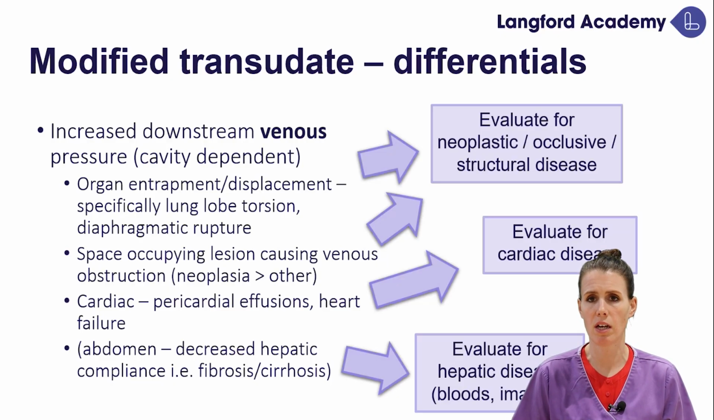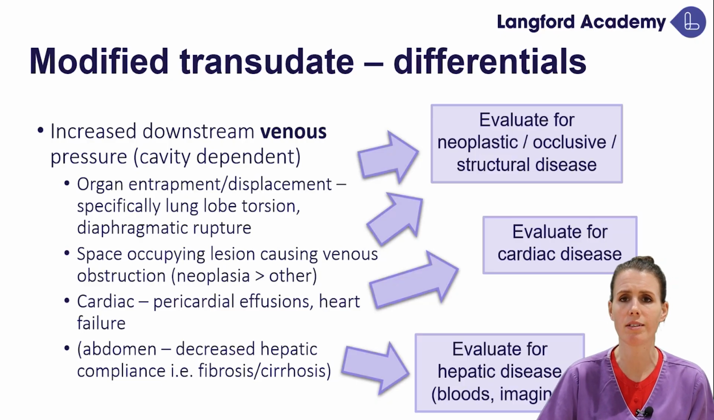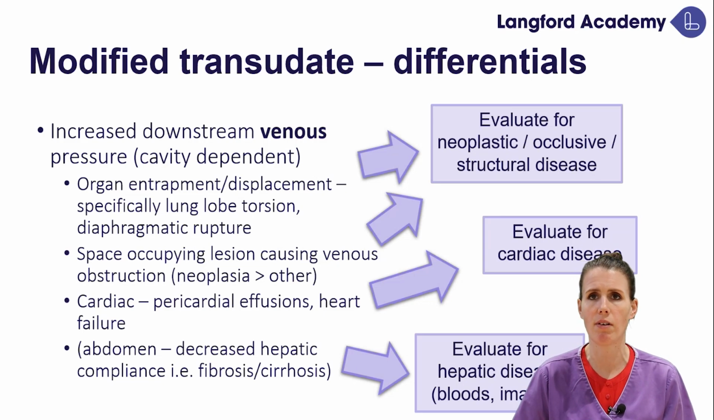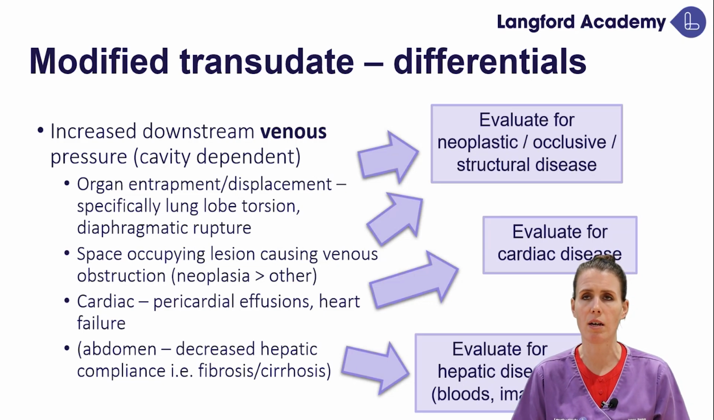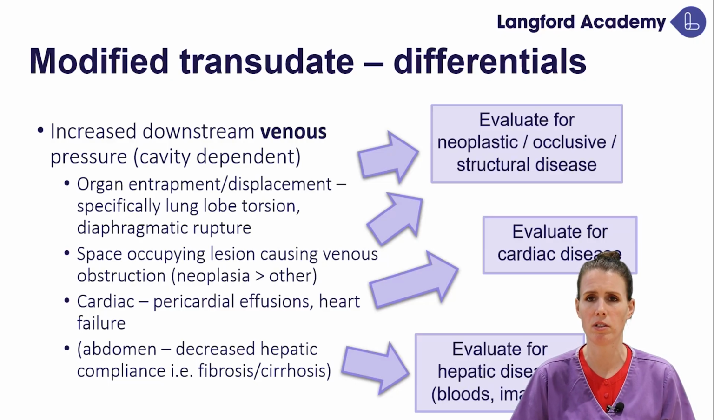If we've got a modified transudate in the abdomen, then another really big possible contributor is liver failure. So decreased hepatic compliance due to fibrosis or cirrhosis will result in portal hypertension and effusion development, and that can be associated with liver failure but is not necessarily present at the beginning of that disease process. So definitely evaluate hepatic function in those patients.